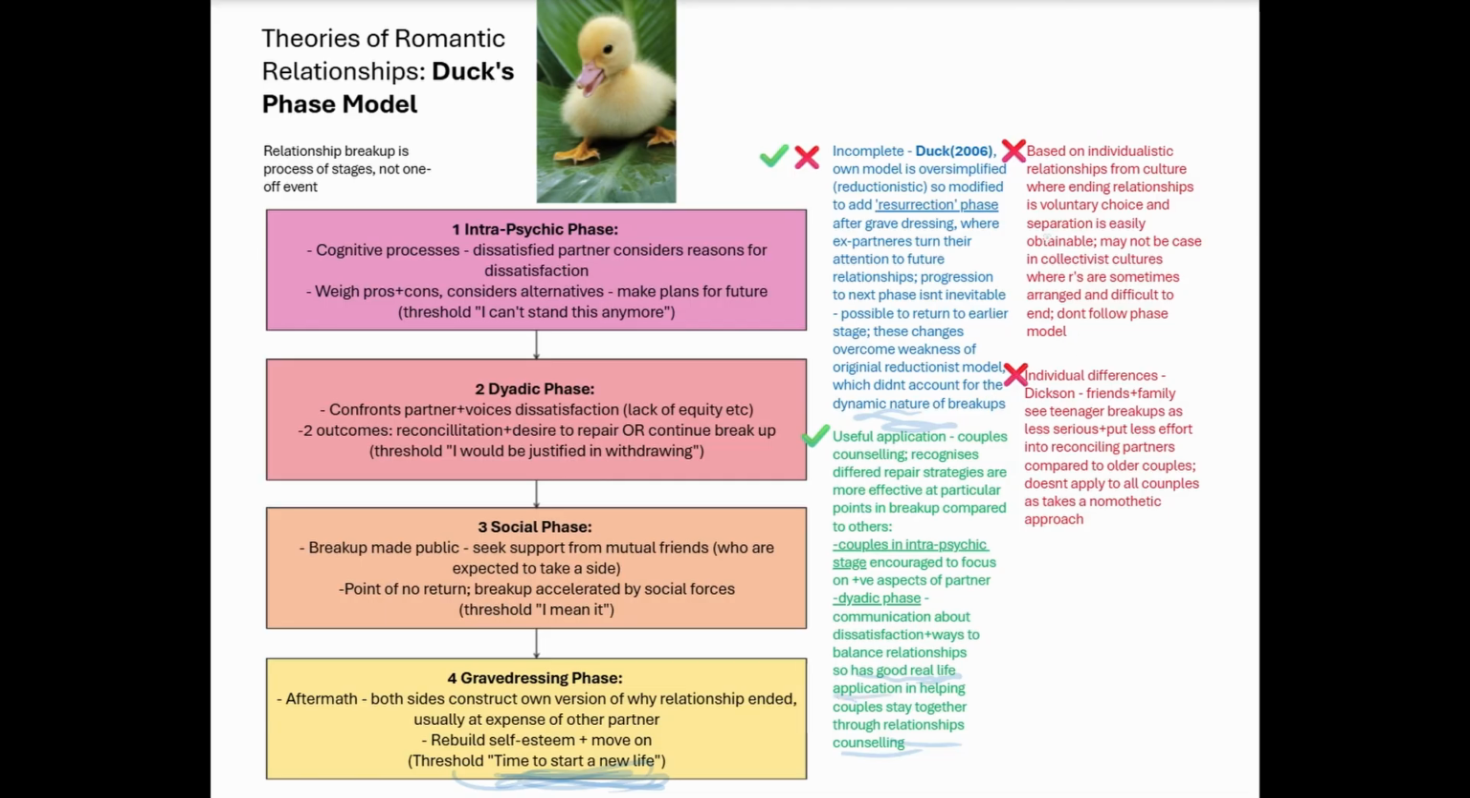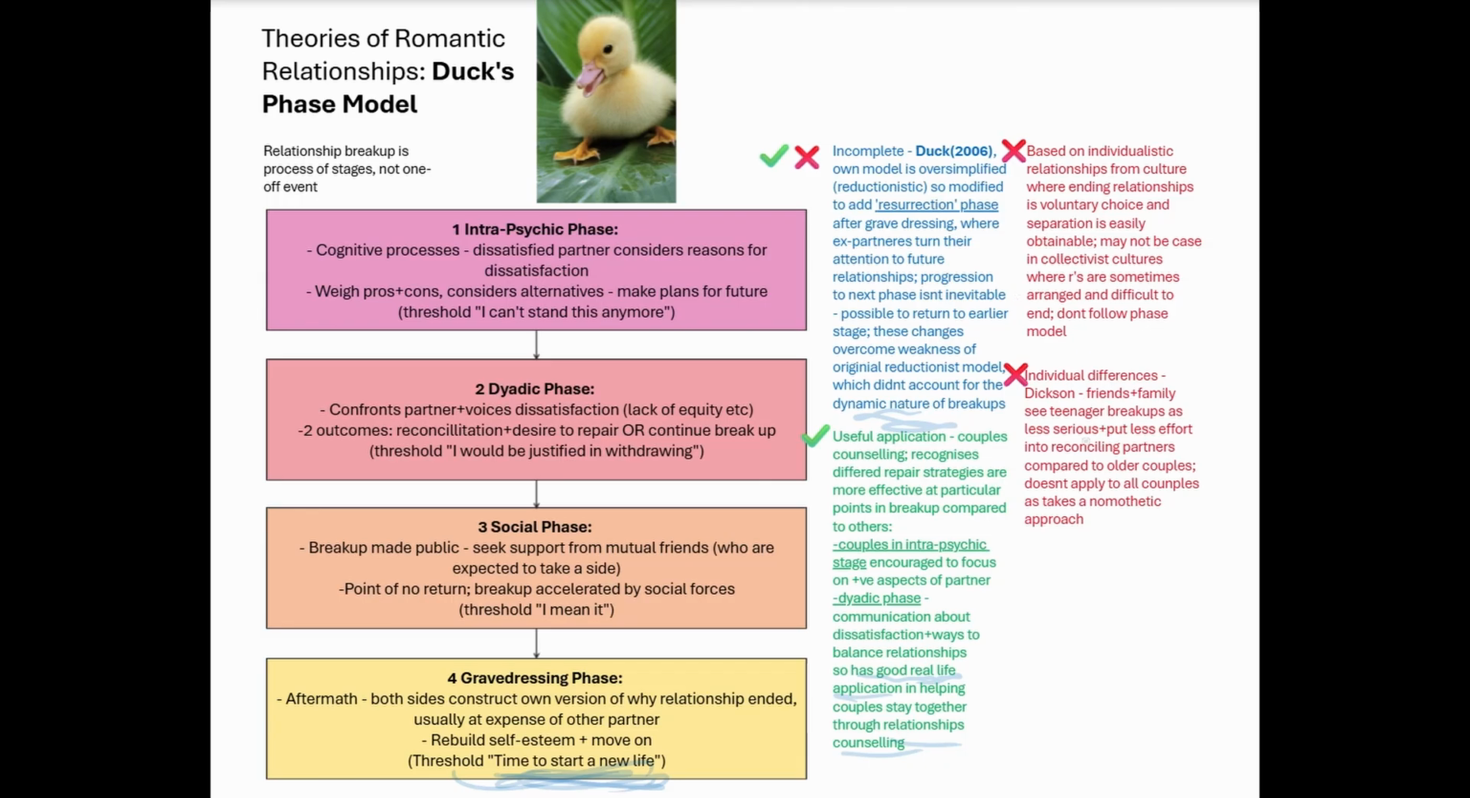However, it is based on individualistic relationships from cultures where ending relationships is a voluntary choice and separation is easily obtainable and the norm. This may not be the case in collectivist cultures where relationships are sometimes arranged and therefore difficult to end due to family and social structures. These do not follow the phase model. Also, there are individual differences which are not accounted for.